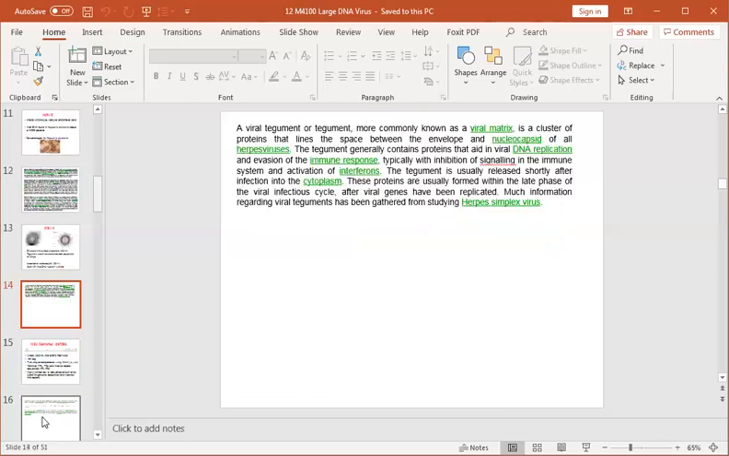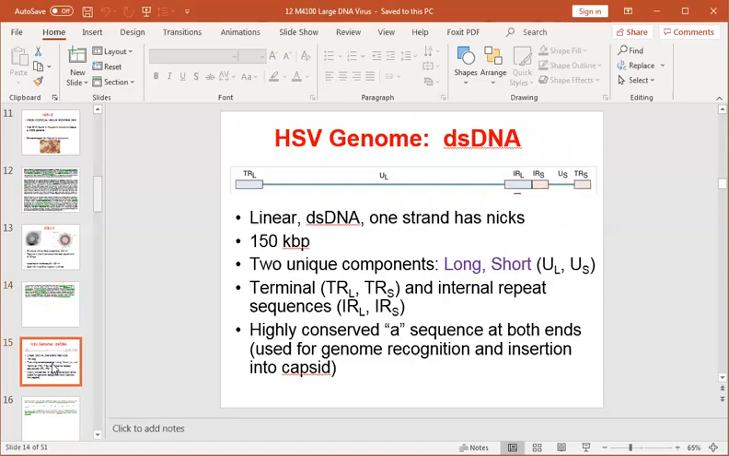Slide number 14 gives you a description of what a viral tegument or viral matrix is. It's a very good, advantageous tool for the virus to not only be assisted in DNA replication, but also in evasion from the host immune responses. Let's move to slide number 15.